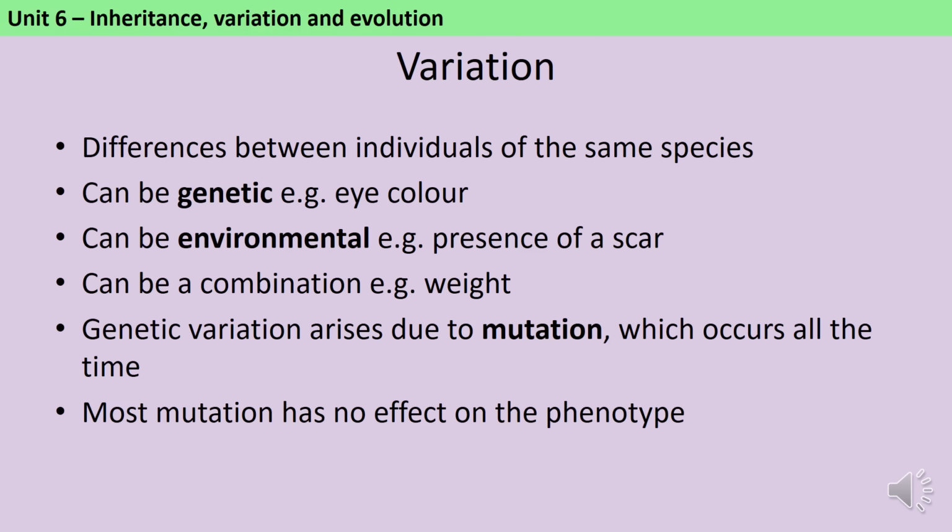Variation is the differences between individuals of the same species, and it can either be genetic, environmental, or a combination of the two. Genetic variation comes about because of mutation, which is happening all the time, both spontaneously every time your cells divide, and also because of mutagens like UV light or carcinogenic chemicals. Most mutation has no effect on the phenotype, but a small number of mutations do, and most of those are deleterious, which means they have a bad effect.